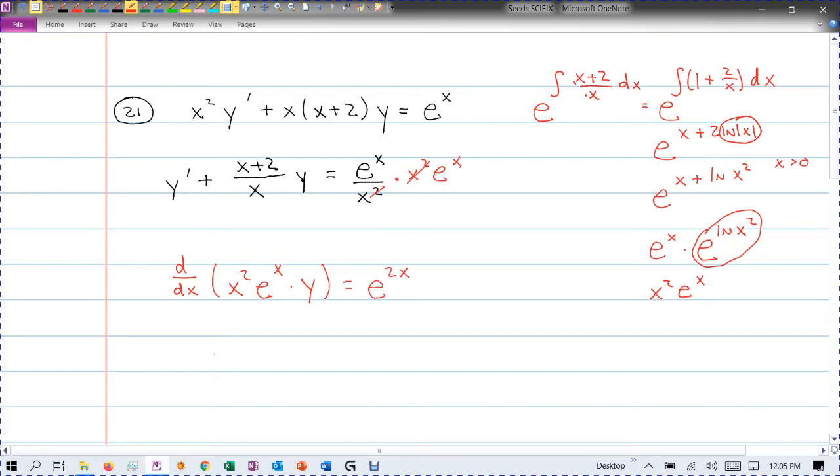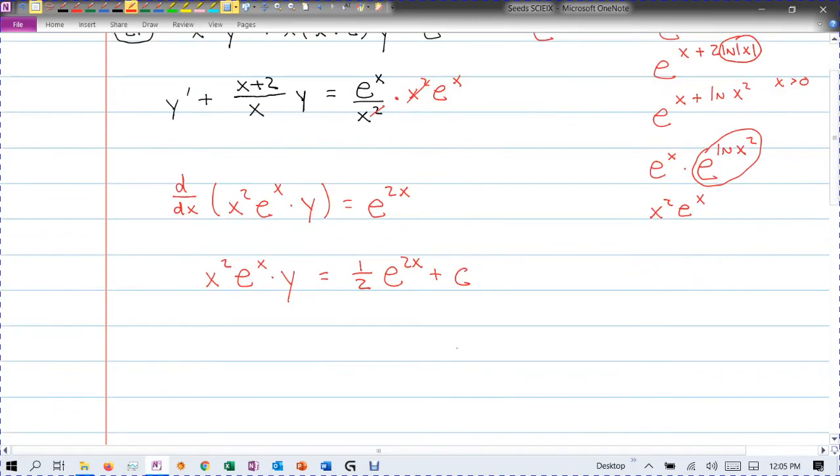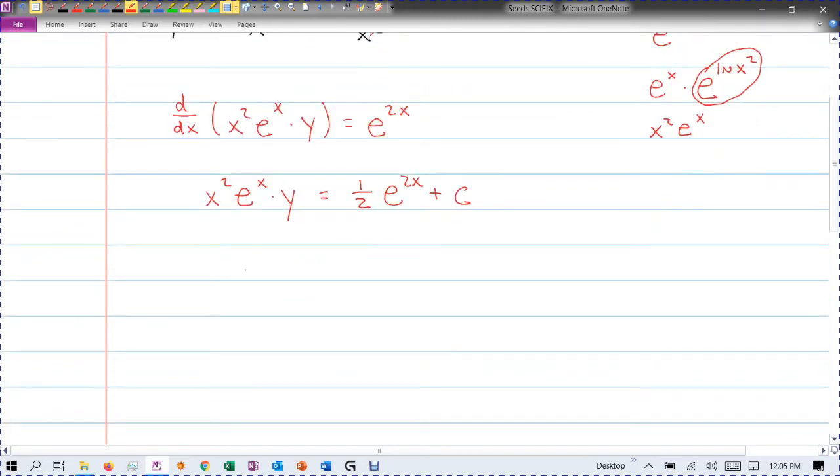Now integrate both sides, so x squared e to the x times y equals the antiderivative of that, which should be 1/2 e to the 2x plus c, and divide through by x squared e to the x. So y equals, let's see what happens here. I'm going to have, I won't do the 1.